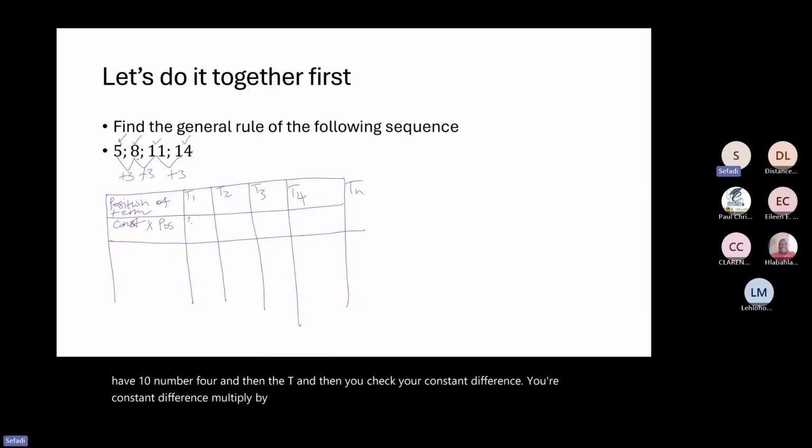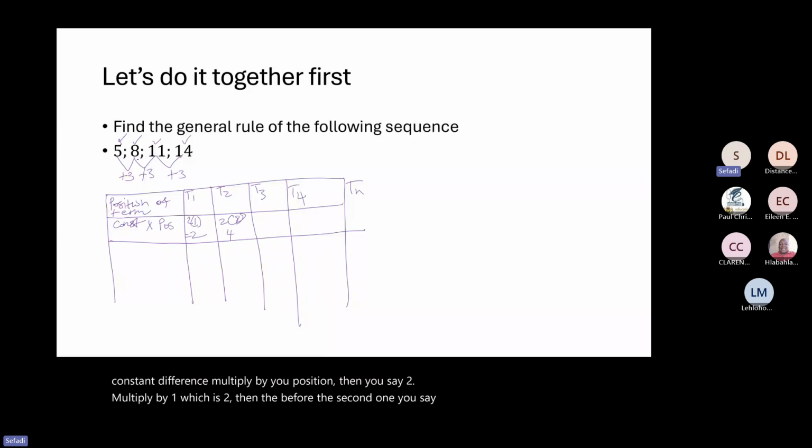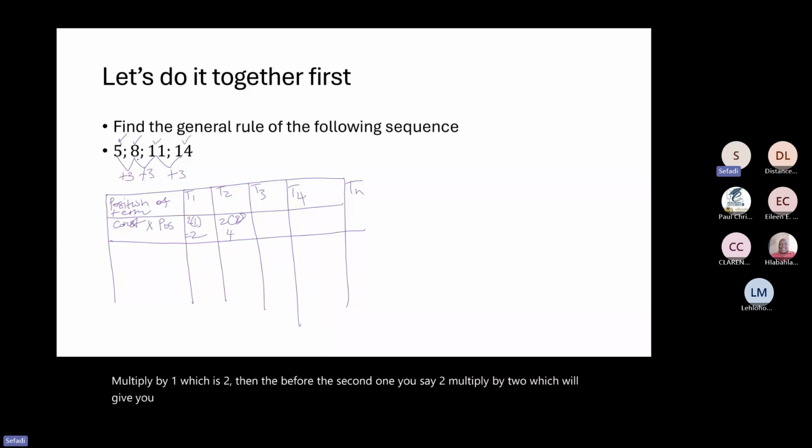Then you will say 2 multiplied by 1, which is 2. Then for the second one, you say 2 multiply by 2, which will give you 4. For term number 3, you will say 2 into 3, which is 6. 2 into 4, which is 8.